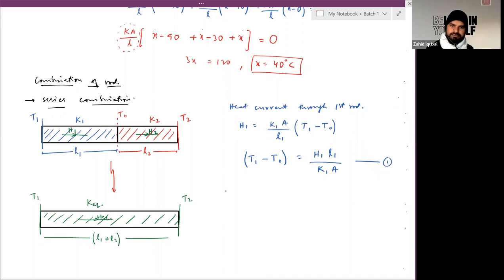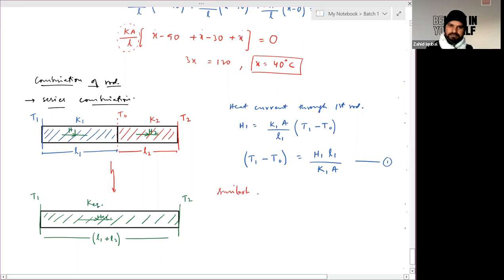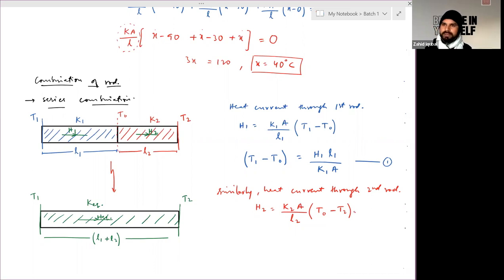Similarly, heat current through the second rod. So H equals K A divided by length times temperature difference T0 minus T2. Since current flows from higher potential to lower potential, in this part heat will flow from the higher temperature body to the lower temperature body. So if you rearrange this expression to get T0 minus T2, it will equal H into length divided by K into A. Let's say this is equation 2.